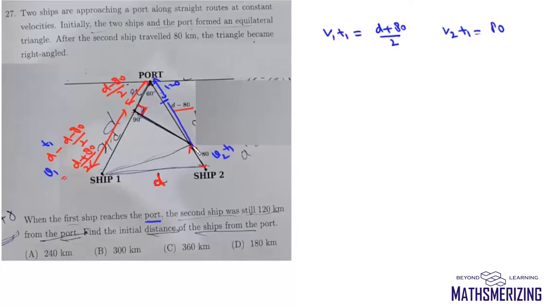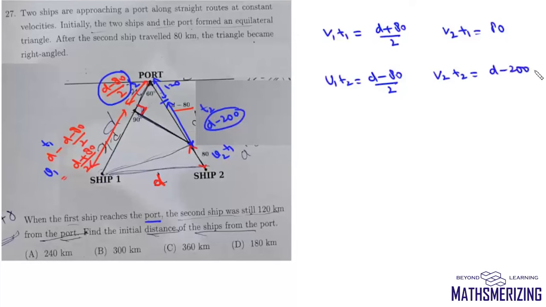So basically the distance covered by this second ship in the second time T2 will be D minus 80 minus 120, which is simply D minus 200. So the first ship has covered (D plus 80) by 2, and the second ship has covered D minus 200 kilometers. Now V1 T2 is (D plus 80) by 2, and V2 T2 will be simply D minus 200.